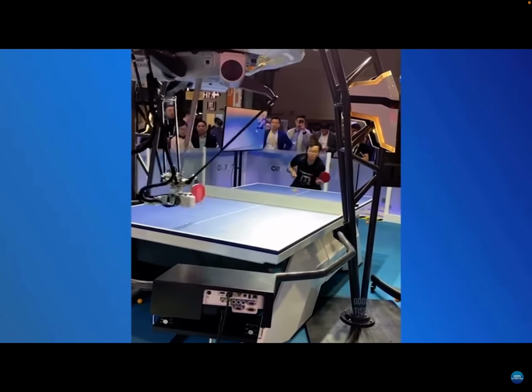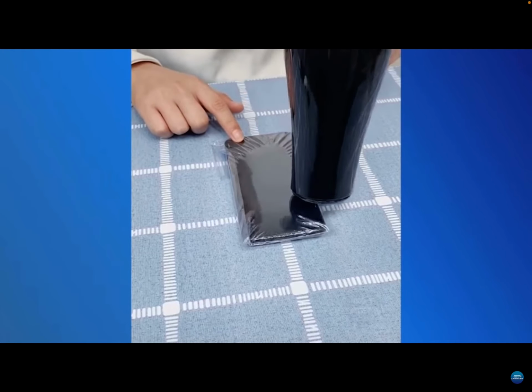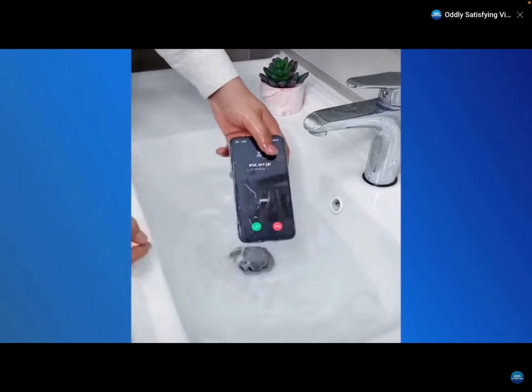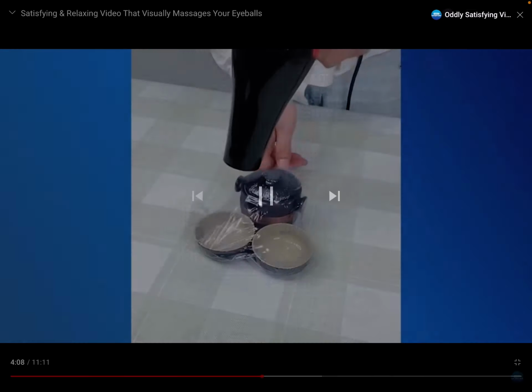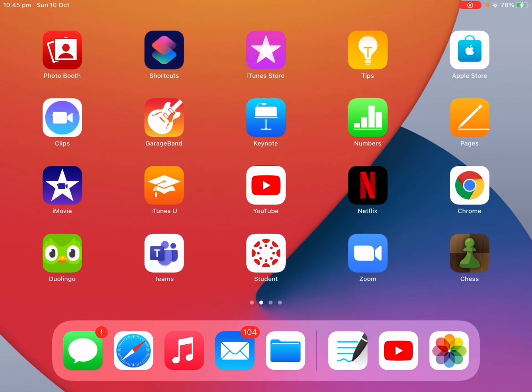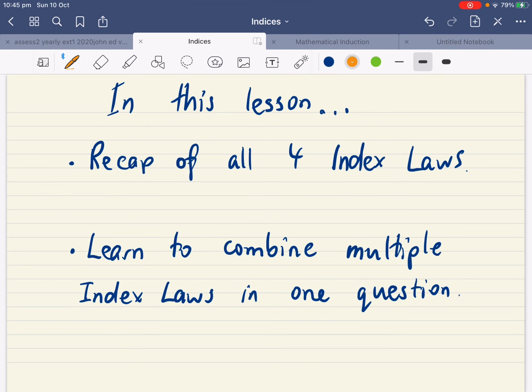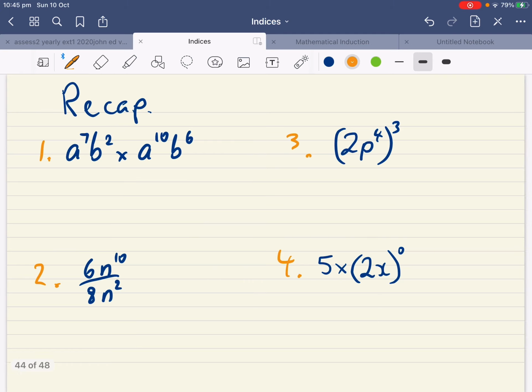This lesson will be a relatively short one because there's actually no new content for us to do. There won't be anything new. We've already learned how to do all the index laws. So what is this lesson going to look like exactly? We're going to do a super quick recap on all four of the index laws. After that, we'll get straight into the main part of this lesson, which is us combining these four index laws all together. You won't need to copy this into your books. This is just a quick recap for you guys.